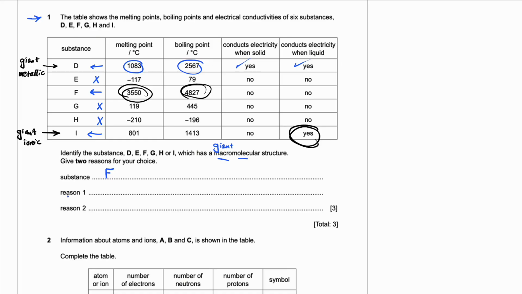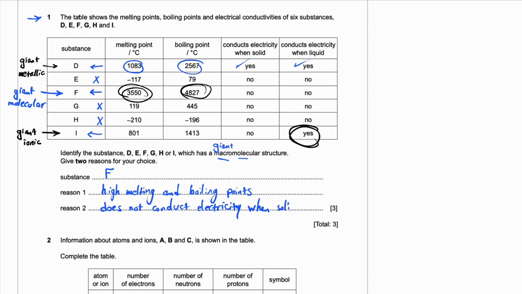And the reason for that, once again, because F has high melting and boiling points. Remember, giant molecular has high melting and boiling points. So that's giant molecular. And the second reason for that, from the right part of the table, that substance does not conduct electricity when solid or liquid.